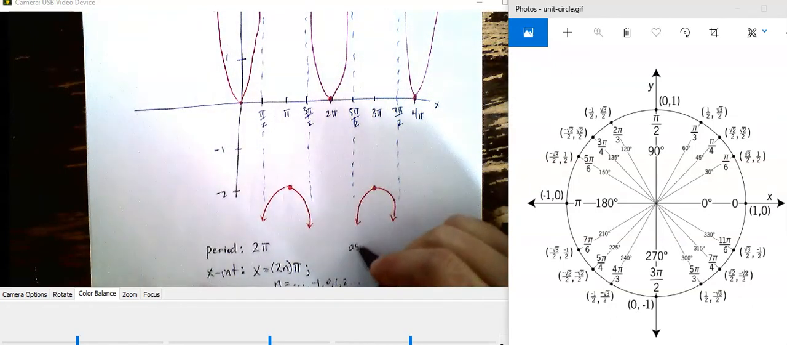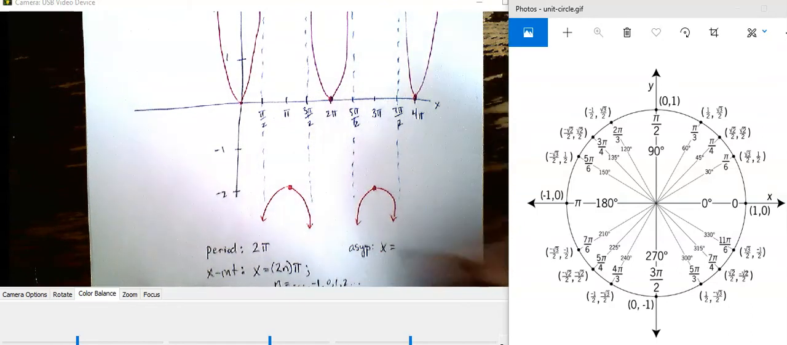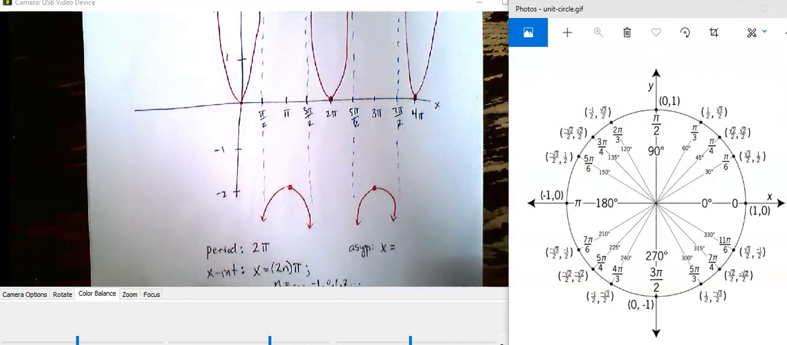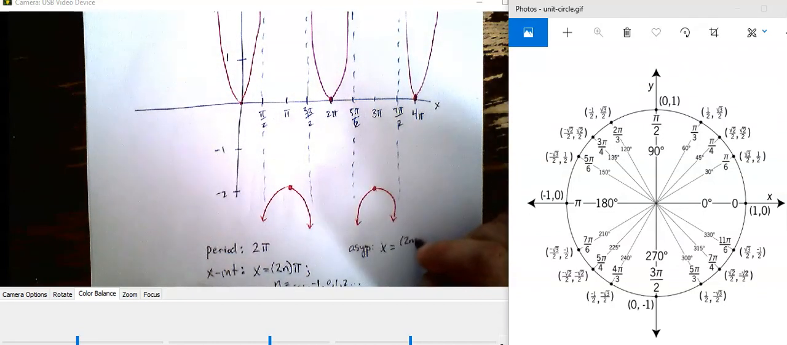And finally, our asymptotes occur at x equals odd multiples of pi over 2, 2n plus 1.